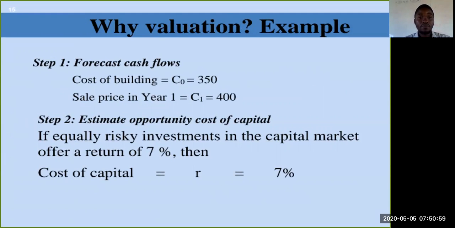Step number 1, forecast cash flows. So we've got the cost of building, which is 350 million kwacha, and then the sale price at the end of 1 year is 450 million kwacha. Step 2, estimate opportunity cost of capital. If equally risked investments in the capital market offer a return of 7%, then the cost of capital is the interest rate, which is 7%.